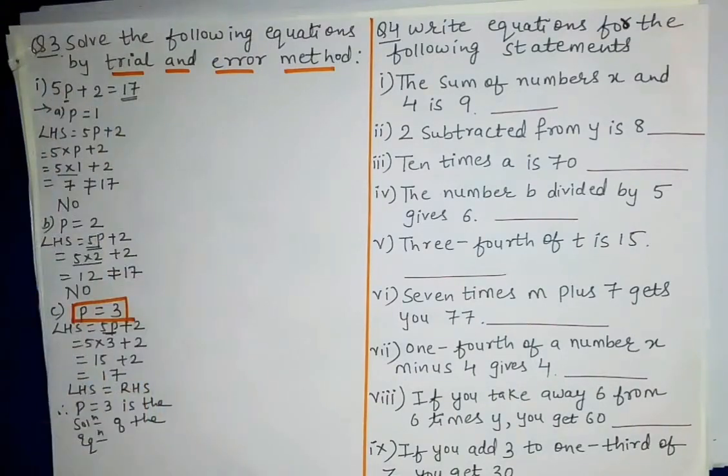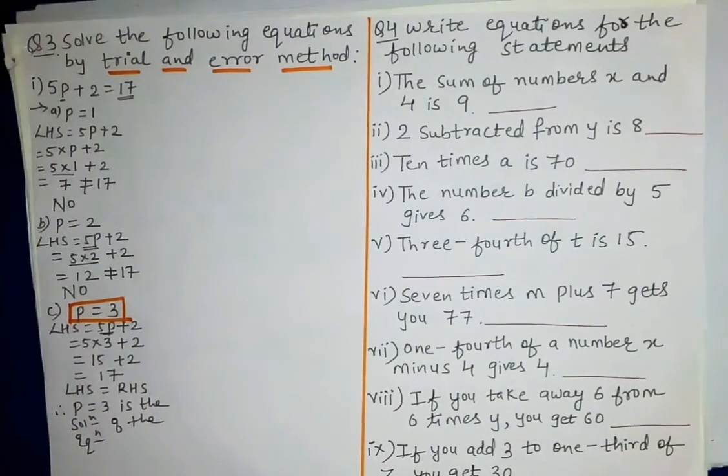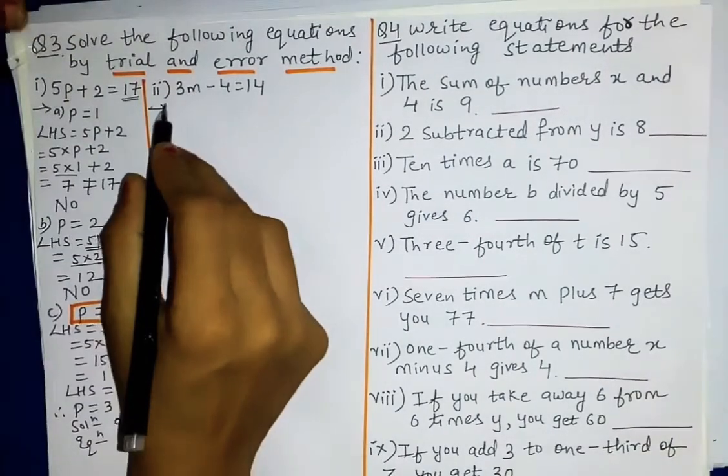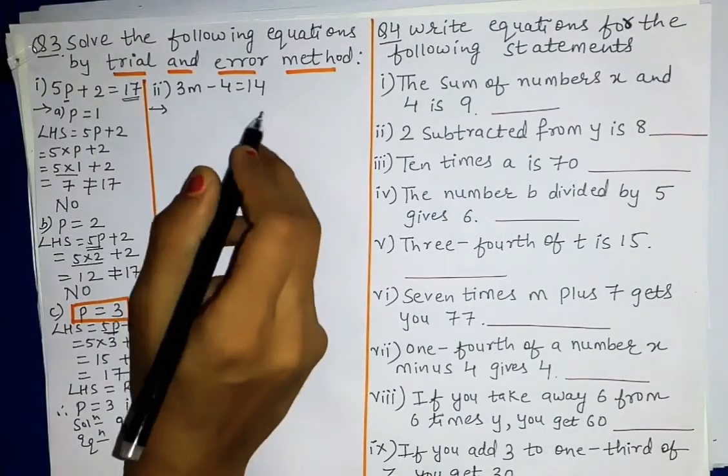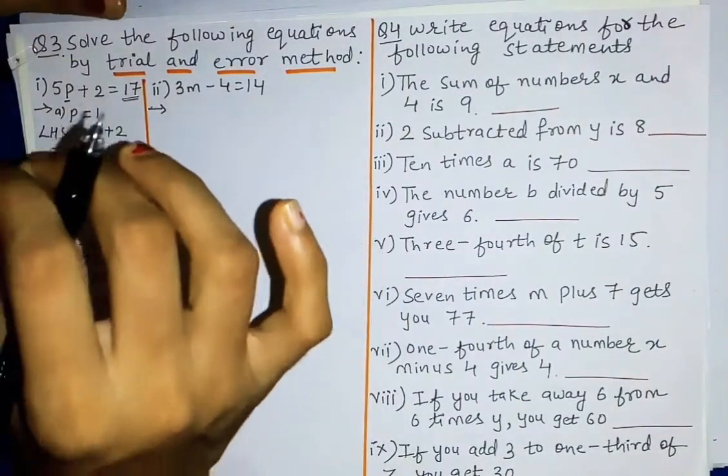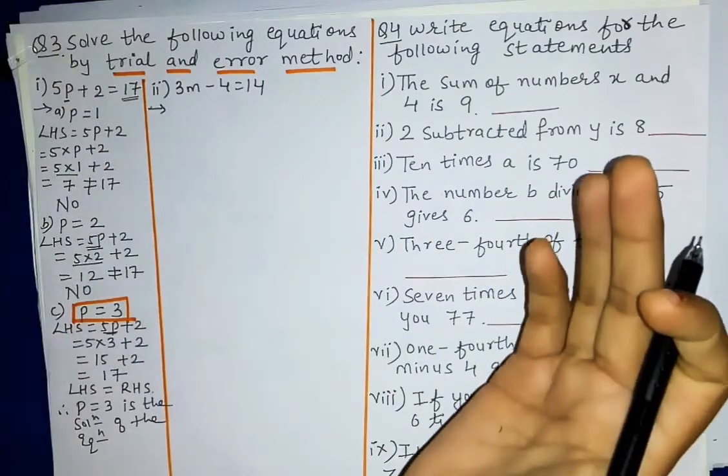So this first one is over. After 3 steps we have got the answer. Now we will see the second sum. So this is our second question: 3m minus 4 equal to 14. Now we will see after how many steps we get the correct answer.